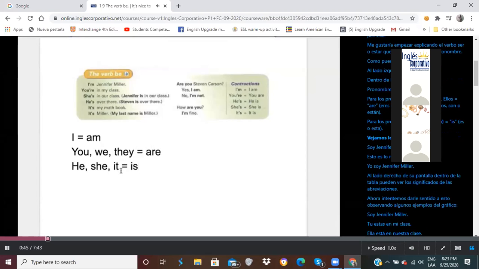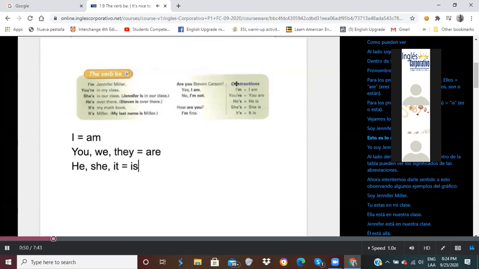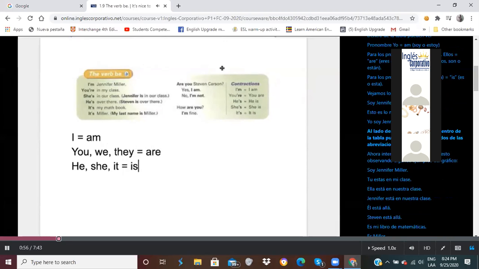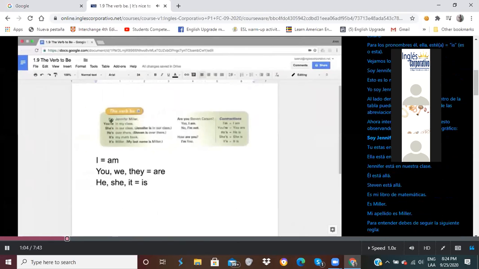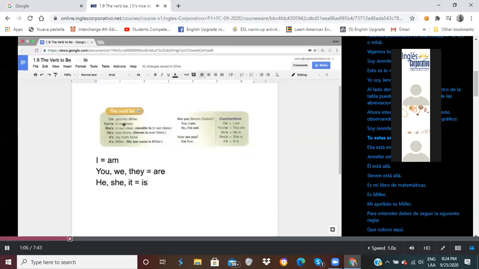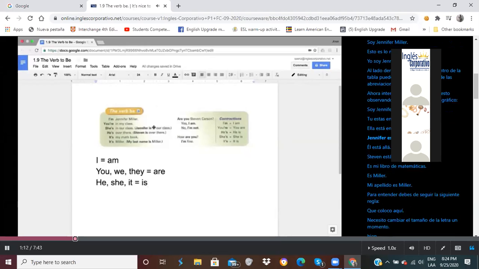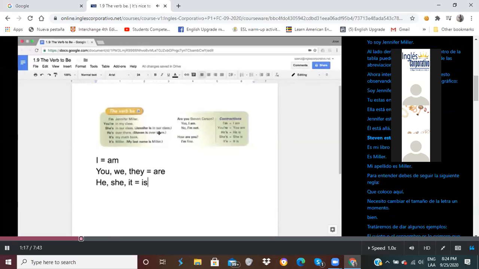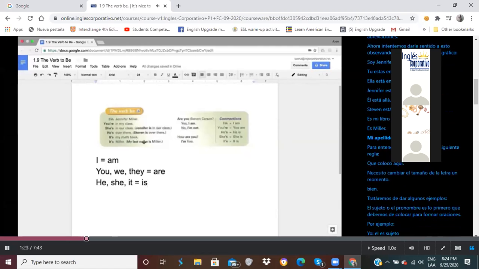So, if we look at the examples, I'm Jennifer Miller. This is the same thing as saying, I am Jennifer Miller. You can see the meaning of those contractions towards the right-hand side of the screen. Now let's try to make sense of this by looking at the examples on the chart. I'm Jennifer Miller. You're in my class. She's in our class. Jennifer is in our class. He's over there. Steven is over there. It's my math book. It's Miller. My last name is Miller.